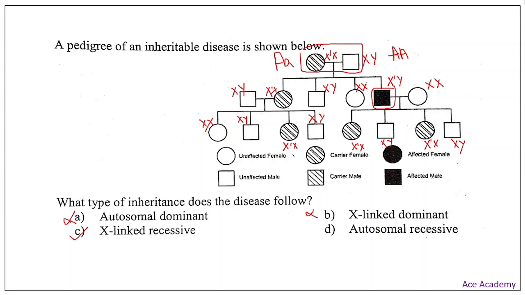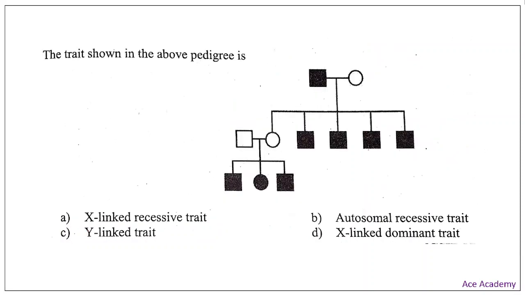For the son to be affected, he has to inherit both recessive alleles from the parents. The recessive allele can come from the mother, but the father in no way can give him the recessive allele. Therefore, this is indicative of the fact that it is not an autosomal recessive inheritance trait. The answer is X-linked recessive. Let's move on to the next question.